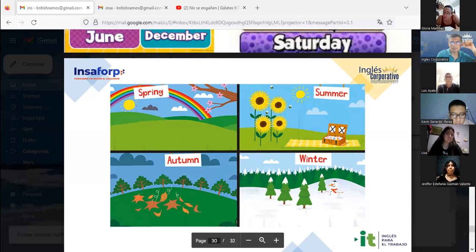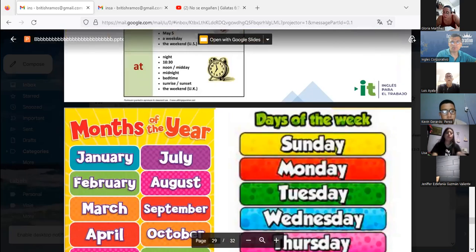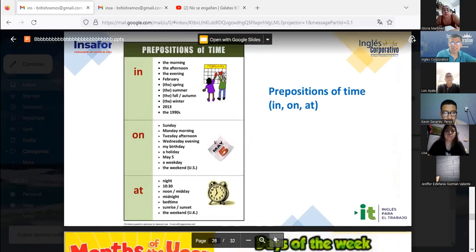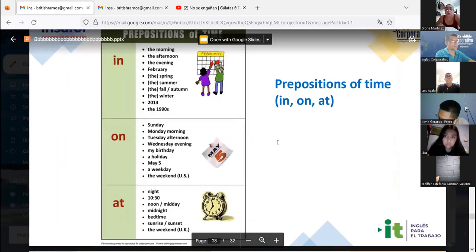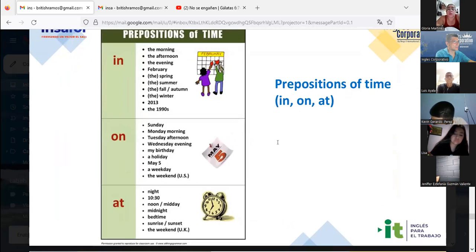Fall is American English. Autumn is British. But you are learning American, fall. Well, let's learn the prepositions. This is what we're going to do. I'll send you the picture because I haven't sent it yet. There are some rules that you have to memorize.